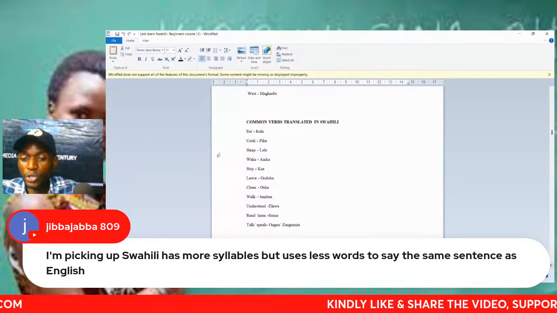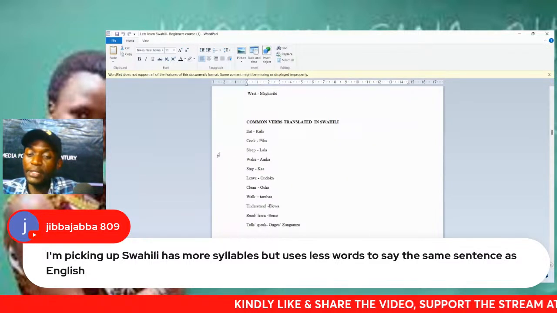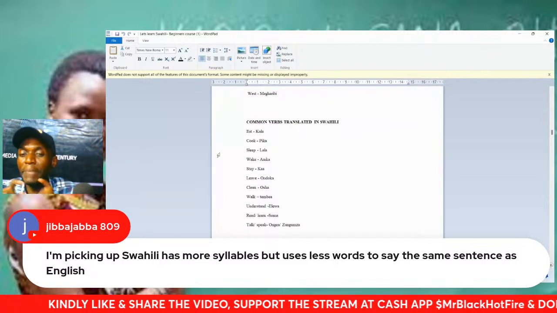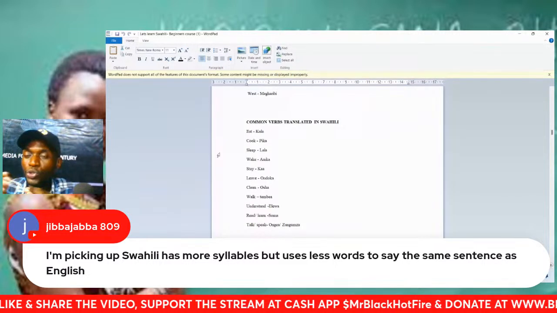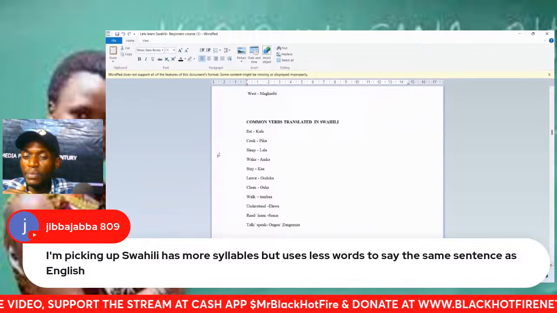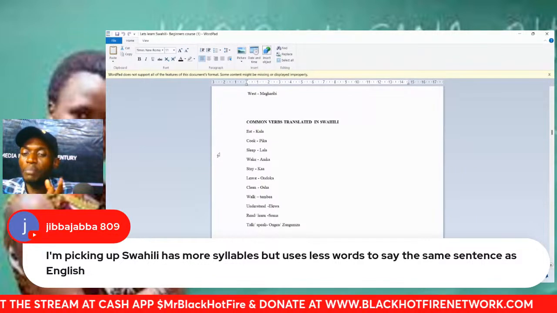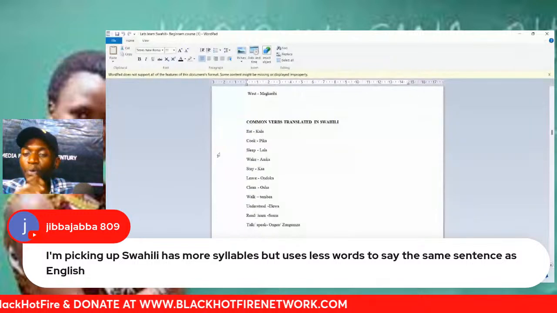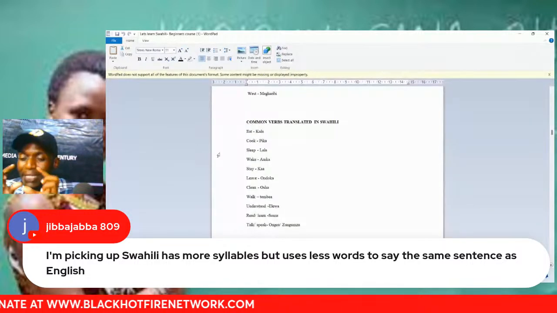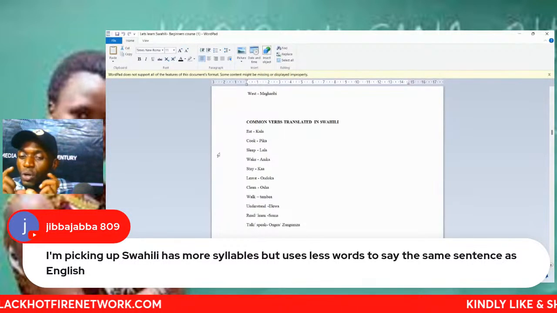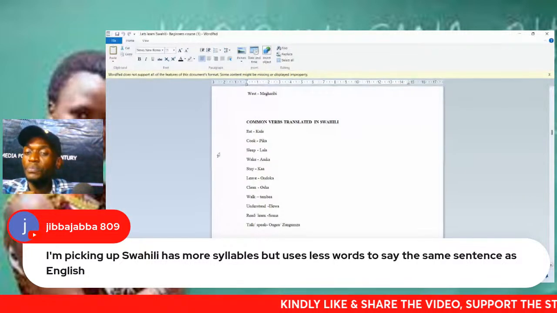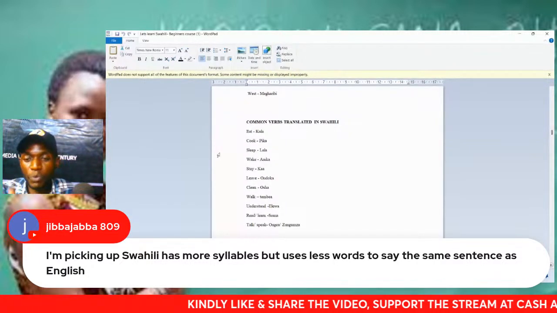To walk, you do say tembea. And if you want to show a miniature form of something, for example, walk a bit or talk a bit, you would say tembea kidogo. Kidogo is also a very popular Swahili word. Kidogo means a little or a bit. If you say kula kidogo, it means just eat a little. If you say pika kidogo, it means just cook a little.